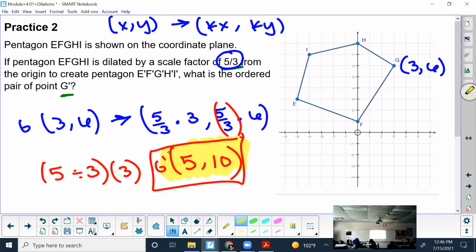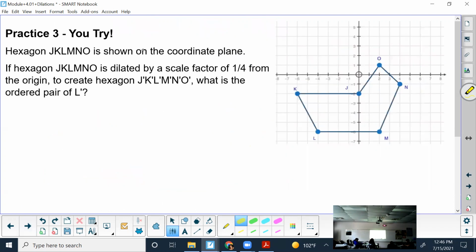All right, then moving right along. We have a try on the next one, so practice 3. Same thing, we are dilating by a scale factor of 1/4 from the origin. So what is going to be the ordered pair of L? We'll do about a minute.